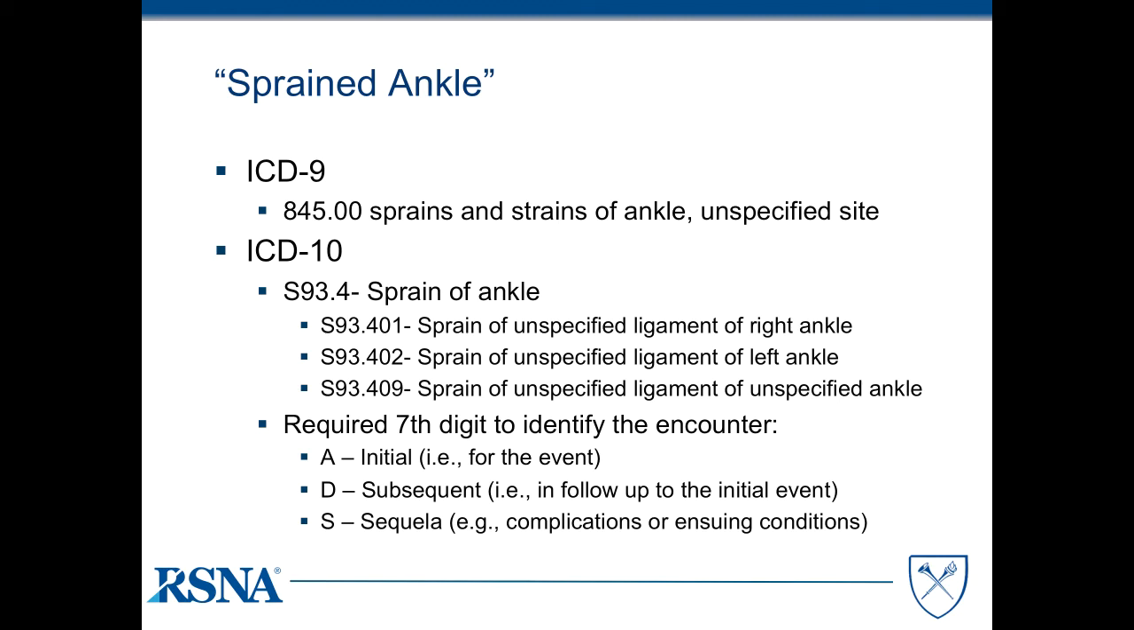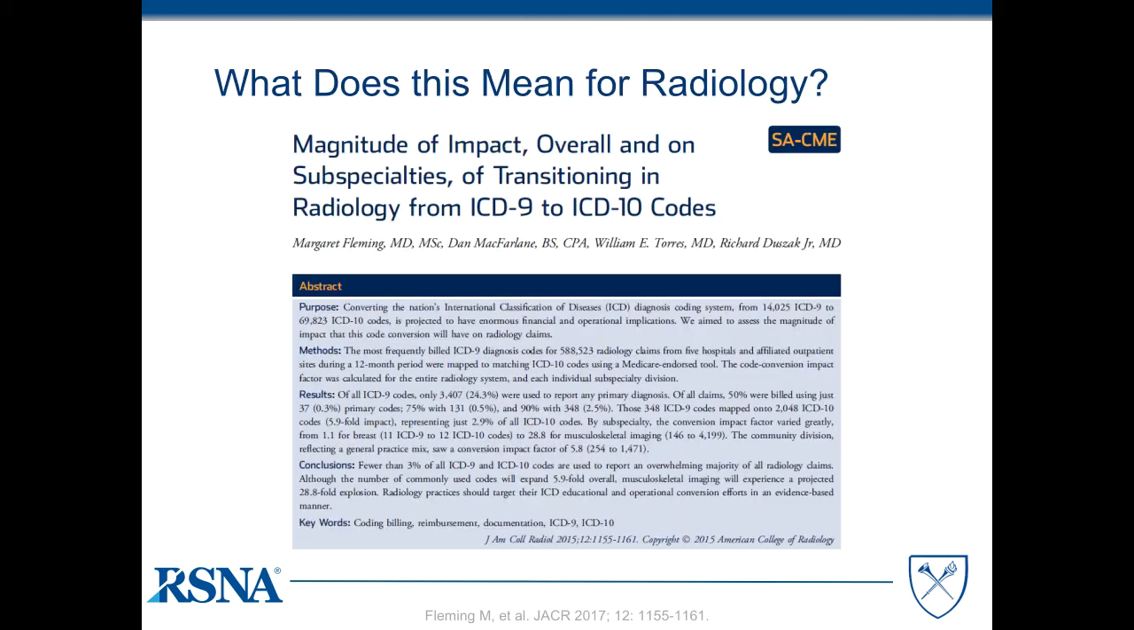ICD-9 was a simple world. A sprained ankle, a common reason for a radiograph in the ER, pretty much was described all the time by the ICD-9 code you see listed here. When we move to ICD-10, we move up to 27 codes. The 3 variants that you see here, and then you take those 3 to the third with the additional 7th digit to identify the encounter, and you can see how this gets very complicated very quickly.